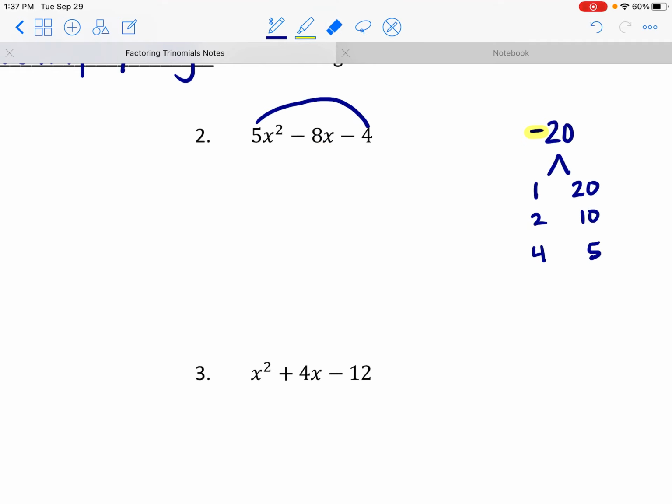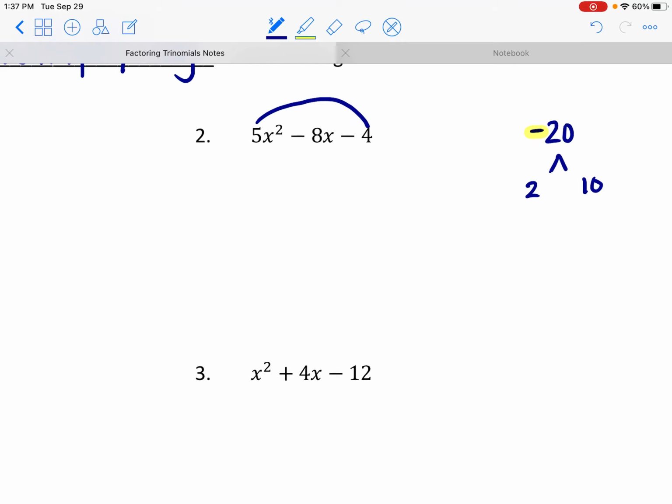So if the difference between 1 and 20 is 19, I know that's not going to be my pair. The difference between 4 and 5 is only 1. I know that's not going to be my pair. The difference between 2 and 10 is 8. That's going to be my pair. Okay, so let me just get rid of all this. I want to use 2 and 10, because those ones have the difference of 8.